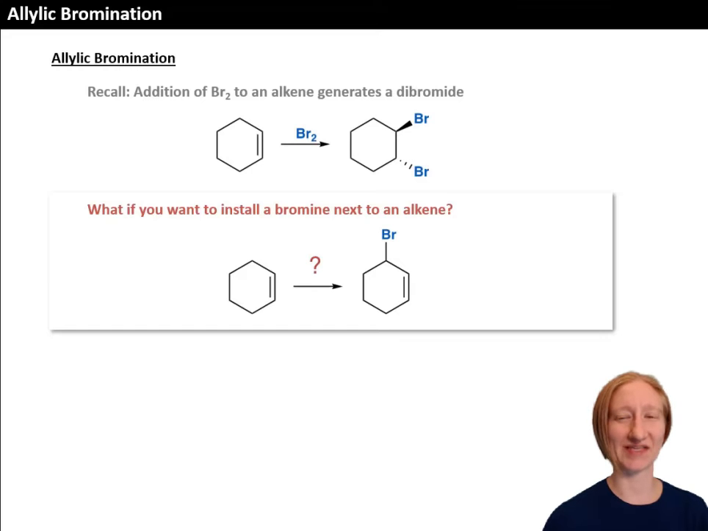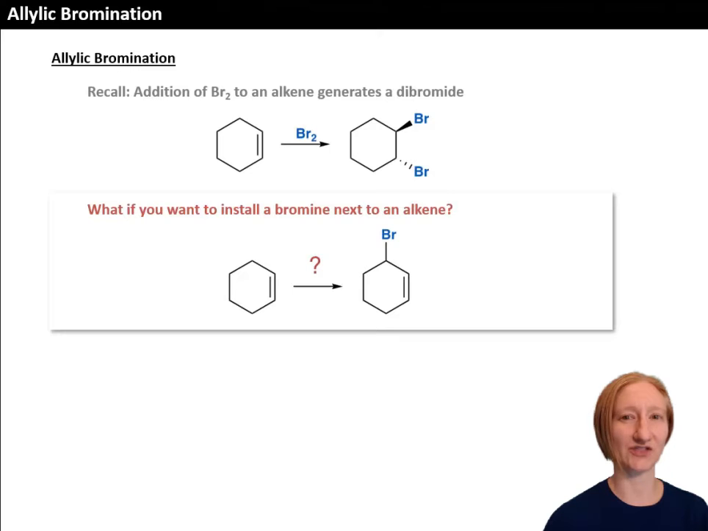Now let's consider the case where we have a hydrocarbon with an alkene in it. We've already seen that if we treat cyclohexene, for example, with bromine, the alkene will be substituted to form the dibromide in an electrophilic substitution reaction. But what if we want to install a bromine in this compound in a radical halogenation fashion instead? We can't simply use bromine to do this.